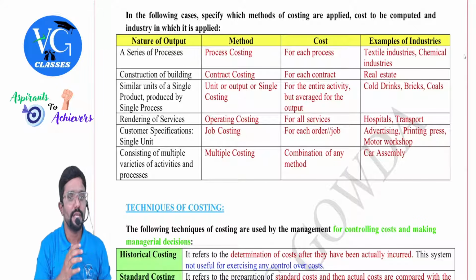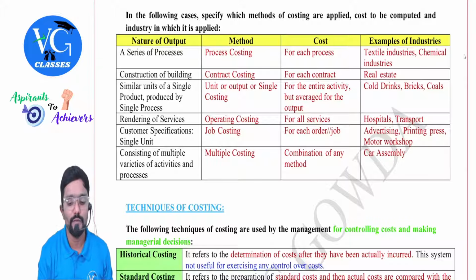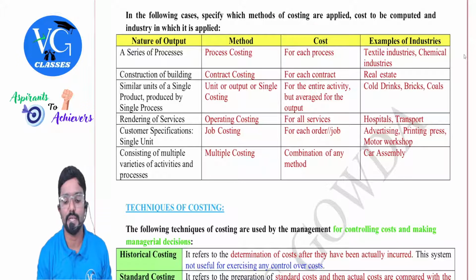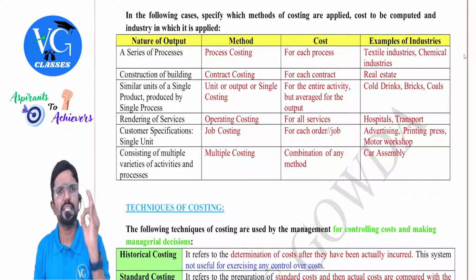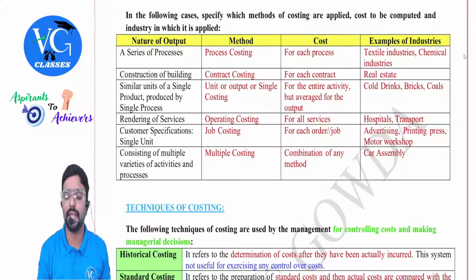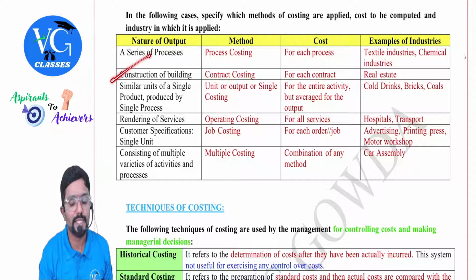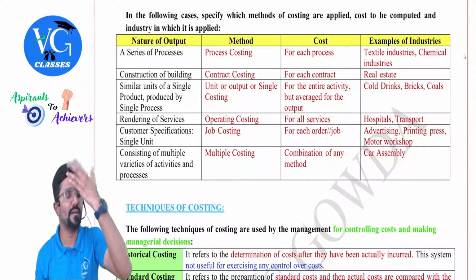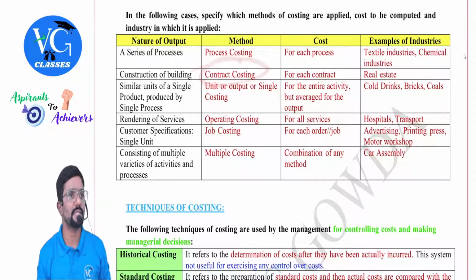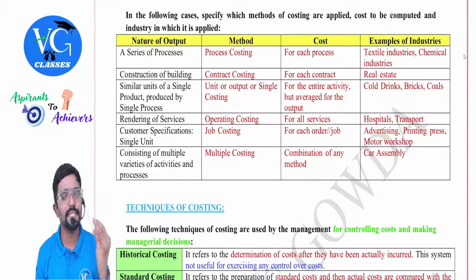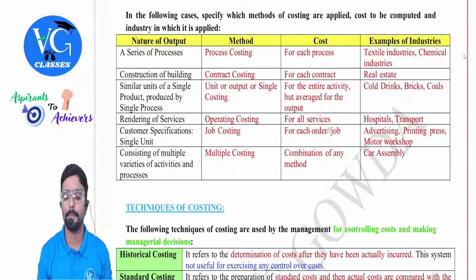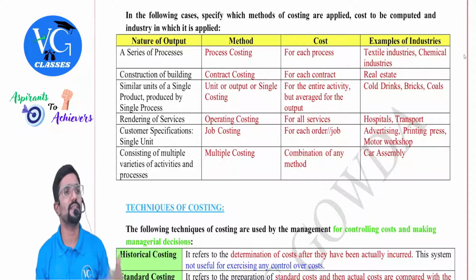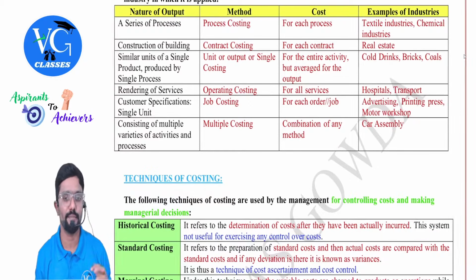Nature of output. If a series of processes is followed, which is the suitable method? Process costing. What do we do there? We calculate the cost of each process separately. Example, textile, chemical, etc. Then construction of building. I am engaged in construction of building, which is the suitable method? Contract costing. By following contract costing, what do we do? We calculate the cost of each contract separately. Which industry will follow this? Real estate or construction companies.